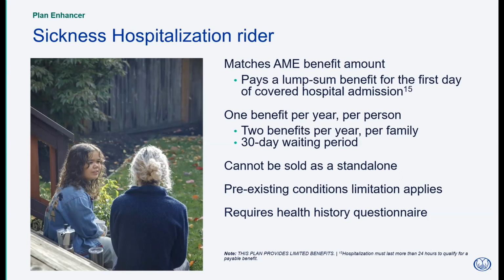So with the sickness hospitalization rider, just like with the critical illness, the cancer, heart attack, and stroke, it matches the AME benefit amount. It pays a lump sum benefit for the first day of coverage within the hospital. The hospital stay must be more than 24 hours to qualify for this benefit. Now, with this particular benefit, one benefit is paid per year per person, two benefits per year per family, and there is a 30-day waiting period for this particular rider.